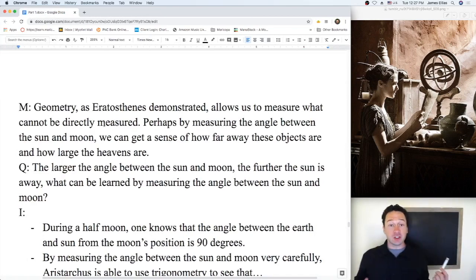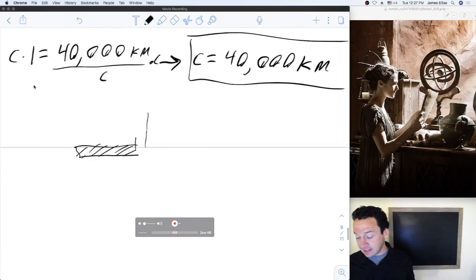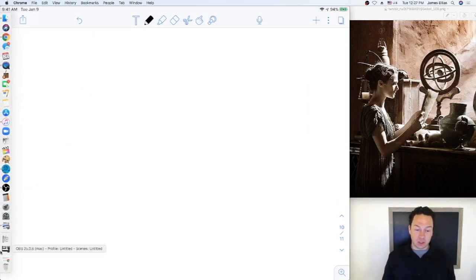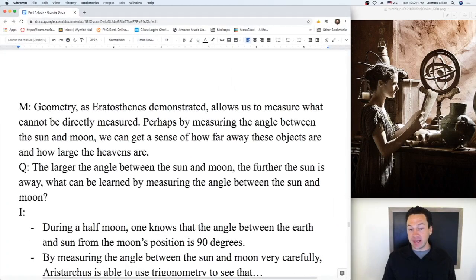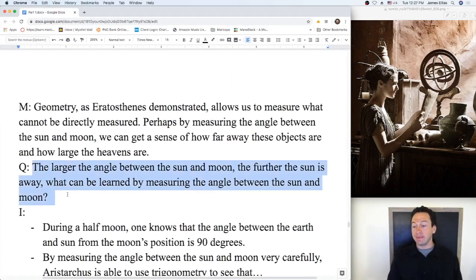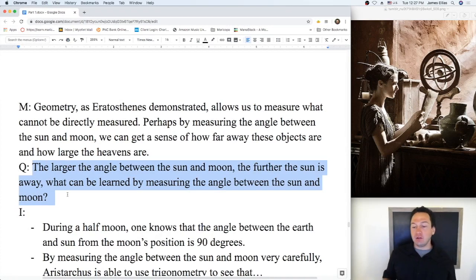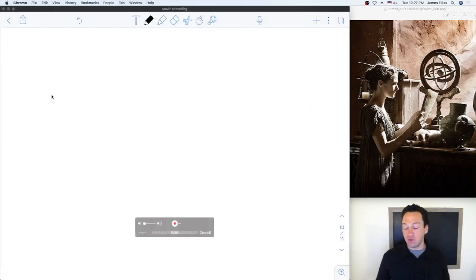So Aristarchus wants to understand the various distances. And here's what Aristarchus comes up with. So what's the question that Aristarchus asks before we get into his investigation? He wants to measure the angle between the sun and moon. And in general, the further away the sun is, the larger the angle is going to be from the sun and moon. So what can we learn by measuring this angle? Asks Aristarchus. So let me show you what he's thinking.